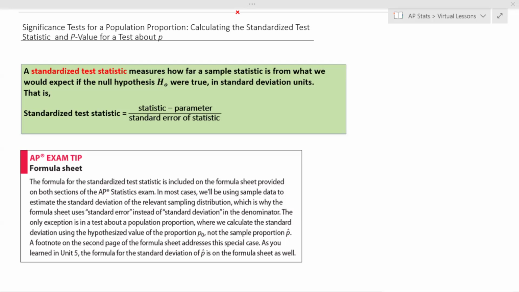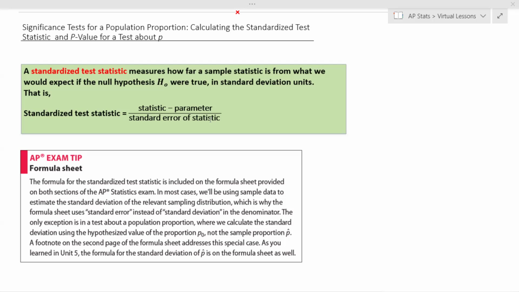So the standardized test statistic measures how far a sample statistic is from what we would expect if the null hypothesis were true in terms of standard deviation units. In other words, the standardized test statistic is equal to the statistic minus the parameter divided by the standard error of the statistic. Okay. Now, the formula for the standardized test statistic is included on the formula sheet on both sections of the AP exam.